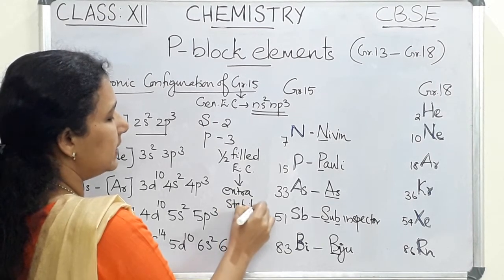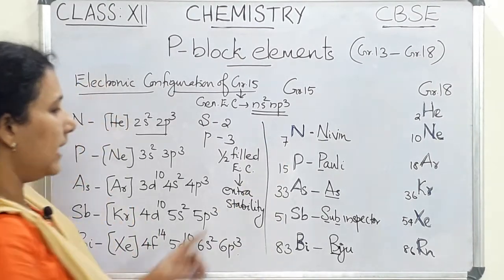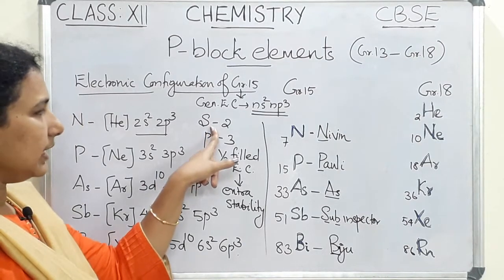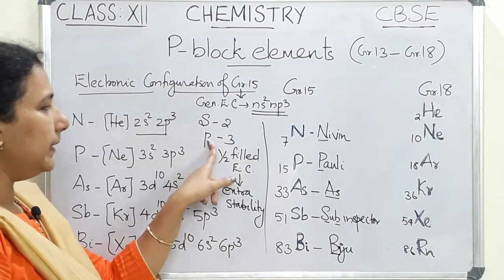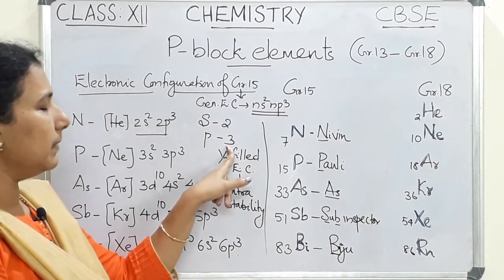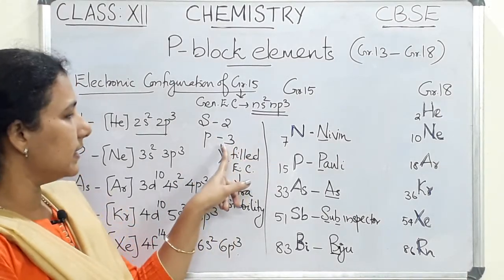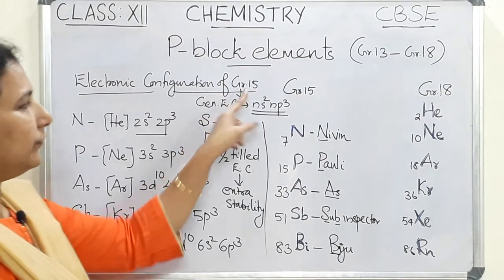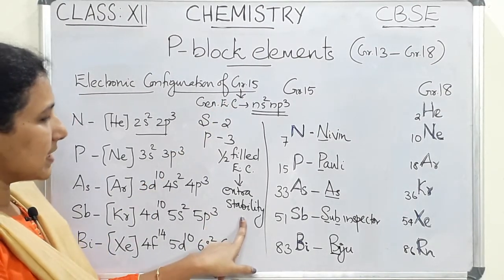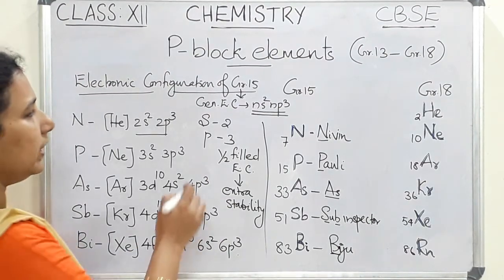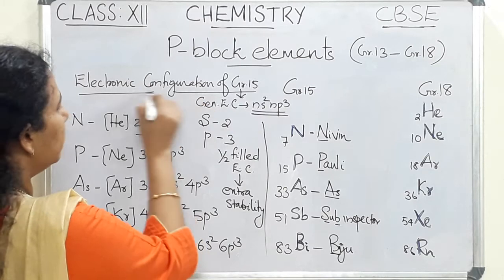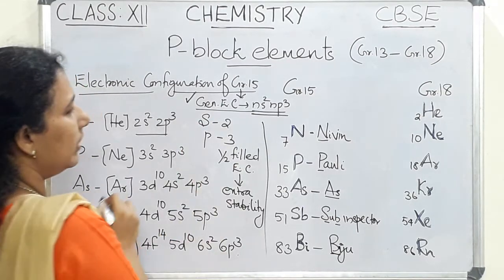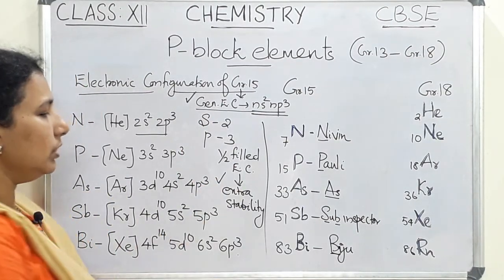So the extra stability of these elements is due to the presence of half-filled electronic configuration. The maximum number of electrons in the p subshell is 6, but in this case it is 3. That means it is half. So half-filled electronic configuration is seen in the case of group 15 elements. So we can say that the extra stability is due to the presence of half-filled electronic configuration. So from the electronic configuration, you have to study these 2 points. One is the general electronic configuration and the second one is the reason for the extra stability.